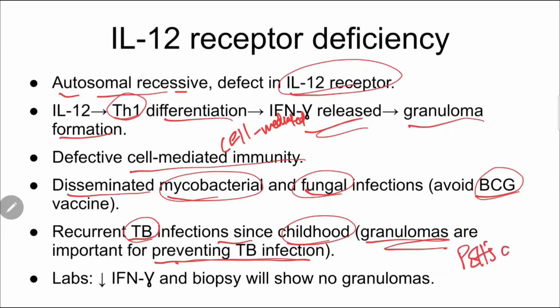So Pott's disease is basically destruction of the vertebral bodies by TB. You can also get tuberculous meningitis. So these are very dangerous complications, or basically consequences of disseminated TB infection. And in the labs, you will see low interferon gamma, and the biopsy will show no granulomas. So you cannot form granulomas because, again, granulomas are important for containing TB infections.